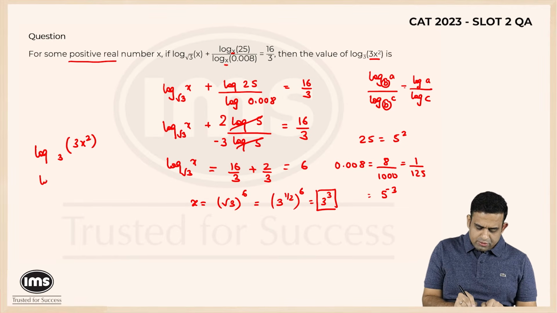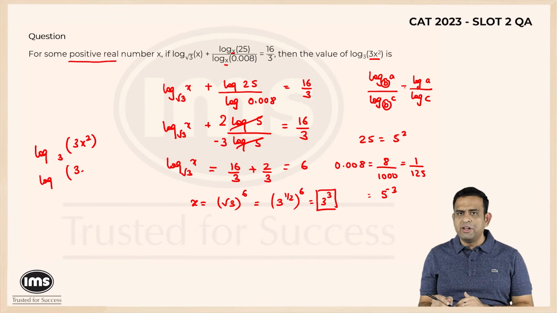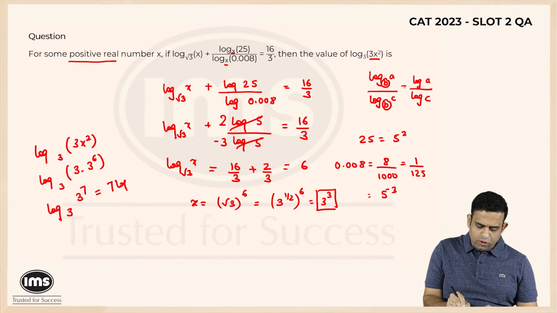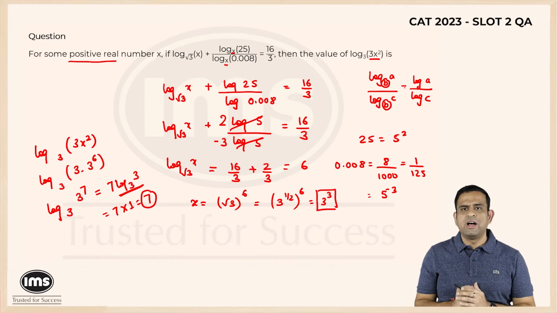Now understand, the term 3x square would be 3 into the term x square, which in this particular case would be 3 cube whole square, giving you 3 power 6, base 3. This will become 3 power 7, log of 3 power 7 base 3. And this would be written as 7 times log 3 base 3. Log 3 base 3 is 1, so 7 into 1 gives you 7. And the required answer for this particular question must be 7.